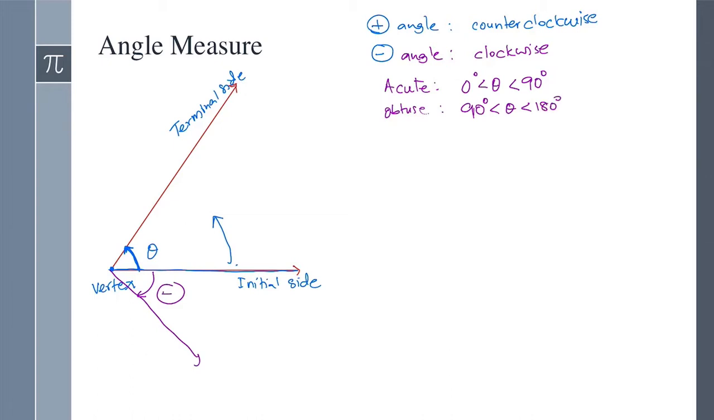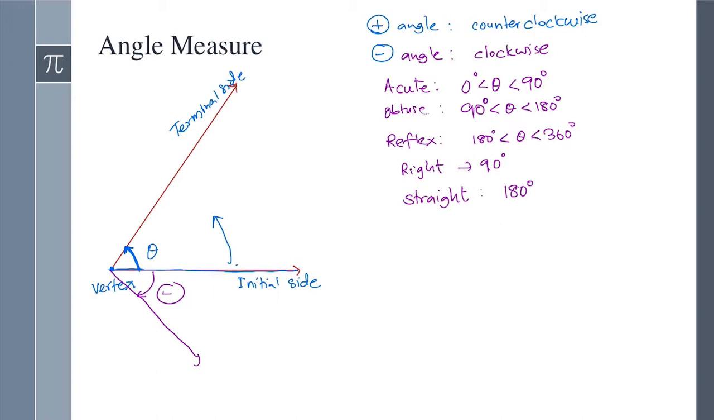Then we have a reflex angle. A reflex angle is an angle which is greater than 180 degrees and less than 360 degrees. And then we have a right angle. A right angle is an angle which is exactly 90 degrees. And then we have another angle, which is a straight angle. It is a straight angle if it is exactly 180 degrees.